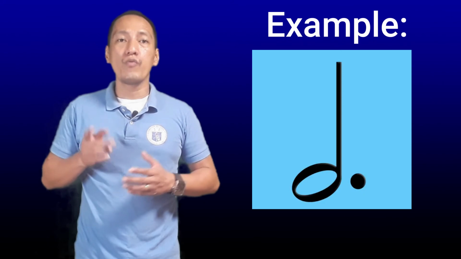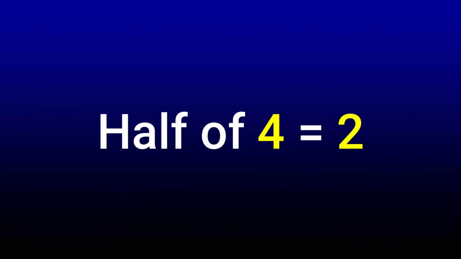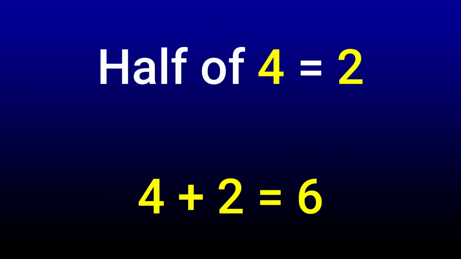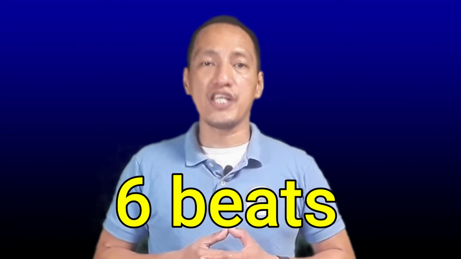Dotted notes and rests. Sometimes in a musical composition, you will find notes or rests with a dot next to it. A dot adds 1/2 of the original value to the value of a note or rest. Example, the value of a whole note is 4 beats. 1/2 of 4 is 2. 4 plus 2 is 6. So the value of a dotted whole note is 6 beats.